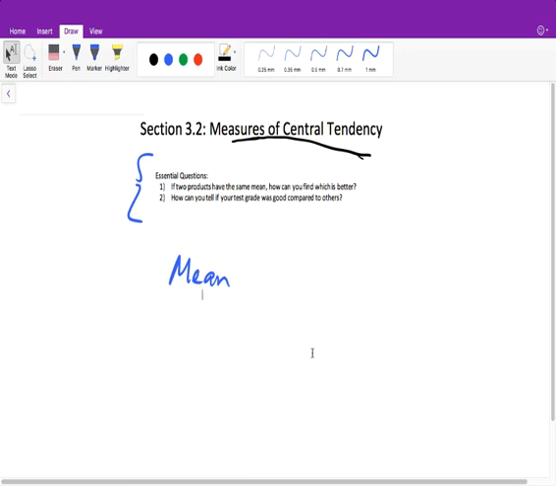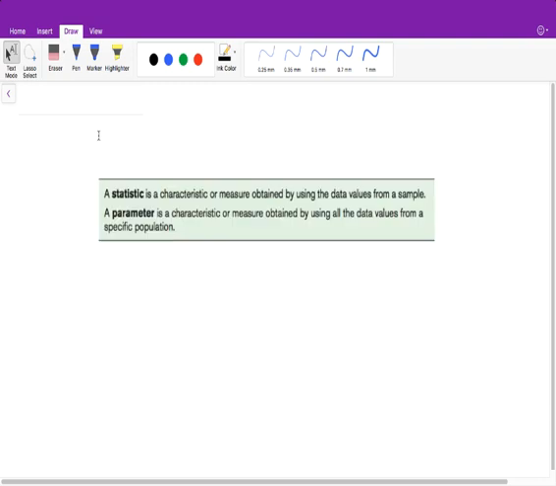But before we do that, there's a couple of terminology that I want to discuss with you first, and that is the difference between a statistic and a parameter. A statistic is a characteristic or measure obtained by using the data values from a sample, whereas a parameter is a characteristic or measure obtained by using all of the data values from a specific population. So if we're dealing with the sample, then we're dealing with our statistics. If we're dealing with everything within the population, then we're dealing with the parameter. You'll need to be able to differentiate this throughout this chapter and the rest of the year.